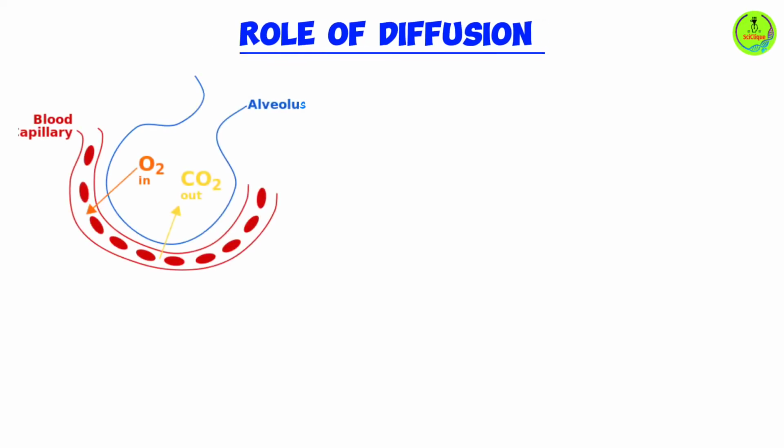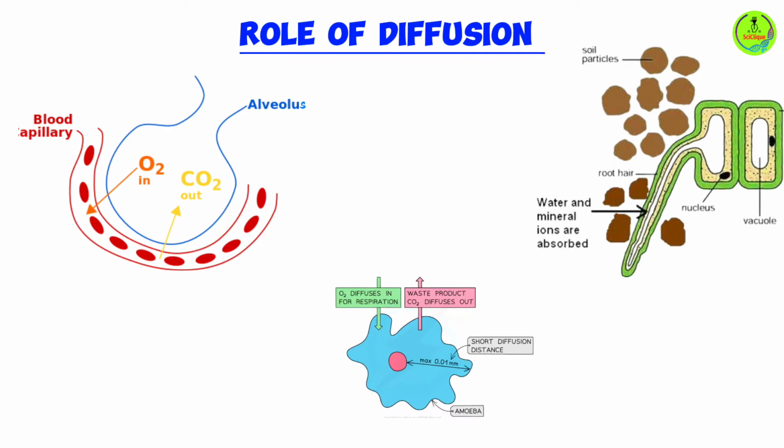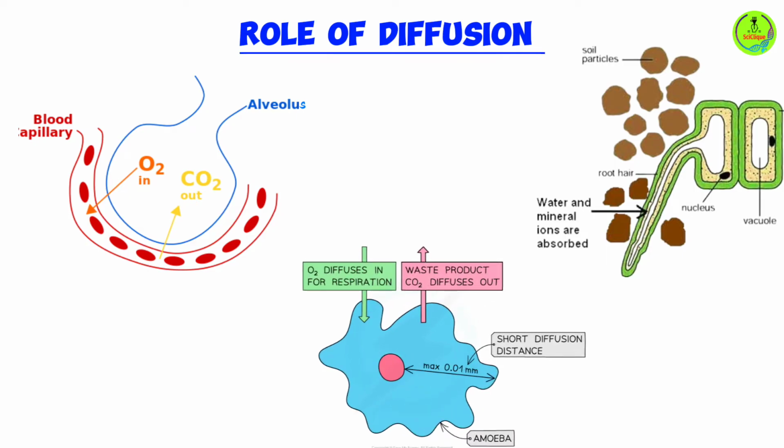Let us discuss the role of diffusion and osmosis in living organisms. So this simply means, how is diffusion and osmosis important to living organisms such as plants and animals? So let us start with diffusion and then move on to osmosis.